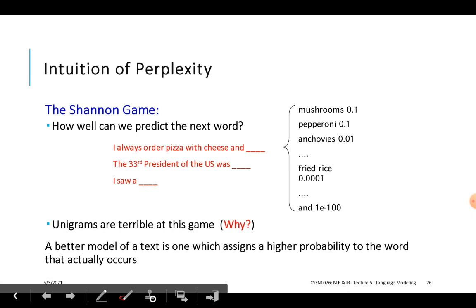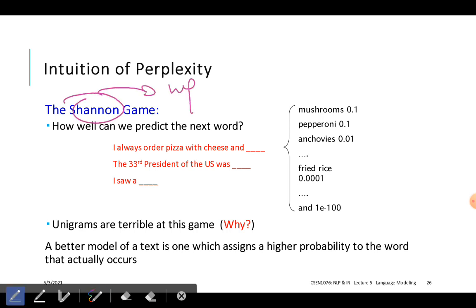What is the intuition behind perplexity then? Basically, it's built on something that we call the Shannon game. Now, Claude Shannon is the one who invented the information theory scientific concepts. So in Shannon's theories, you will find the clarity of a channel, the loss of data in a channel, and other important concepts.